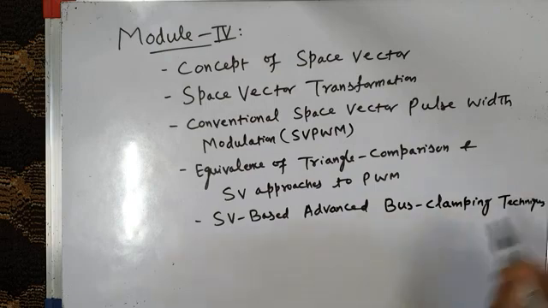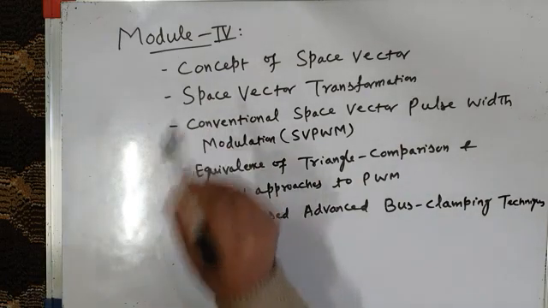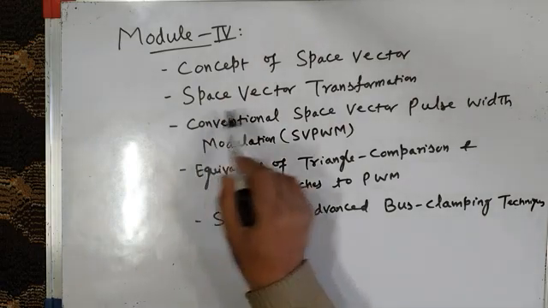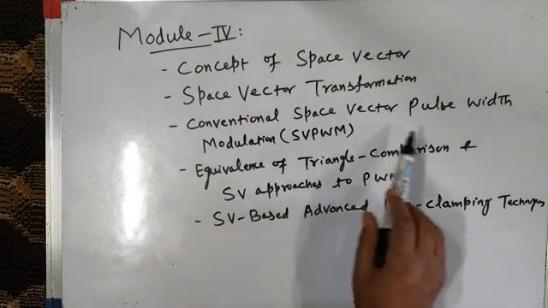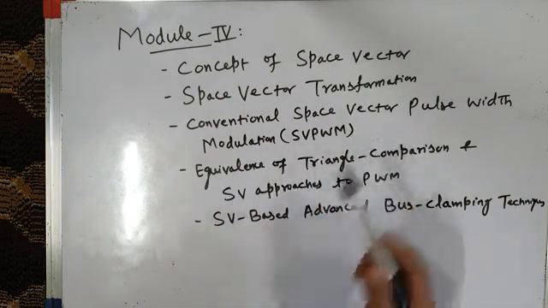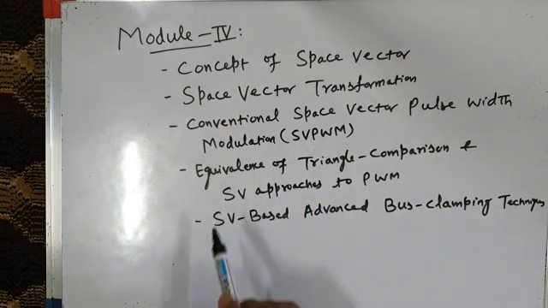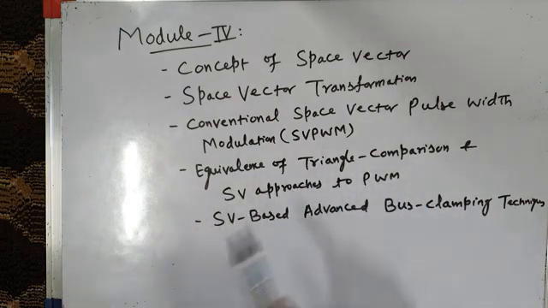These are various topics which we will cover in this module, module number 4. We will start with the basic concept of space vector and then we will go for transformation, conventional space vector pulse width modulation. I will try to develop the concept of what is space vector pulse width modulation, SVPWM. Then we will try to compare SVPWM with triangle comparison PWM, which we have already discussed in module number 3.